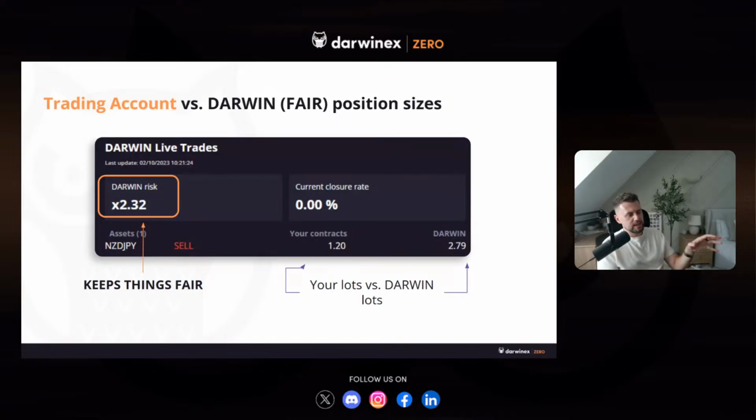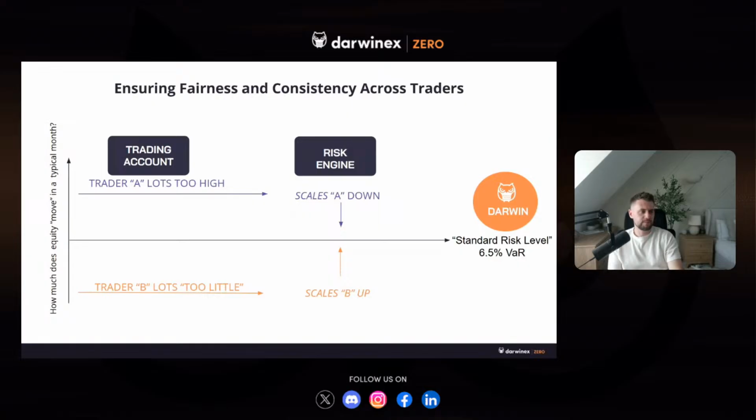Underneath that, you can see it shows that this trader is in a Kiwi yen short position. They have 1.2 lots open on their MetaTrader, and they have 2.79 lots open on their Darwin because they have a positive risk multiplier of 2.32x.